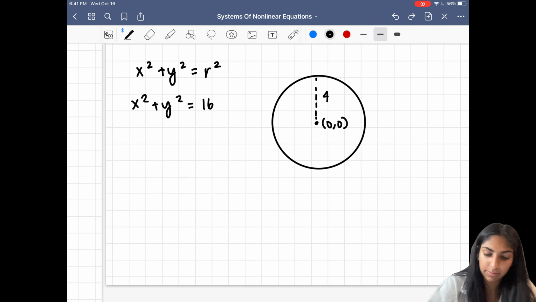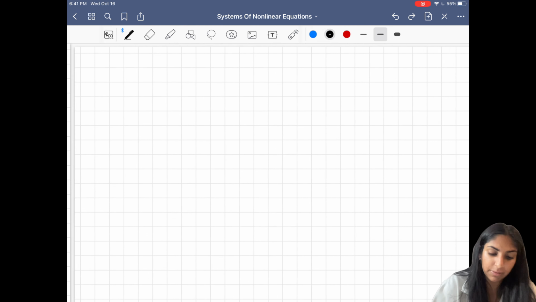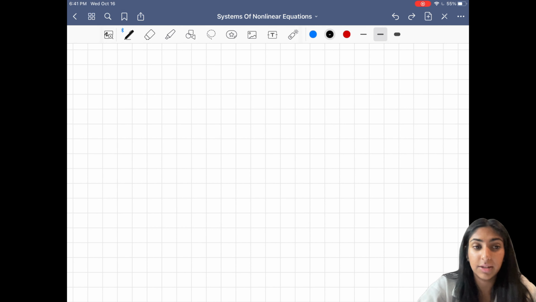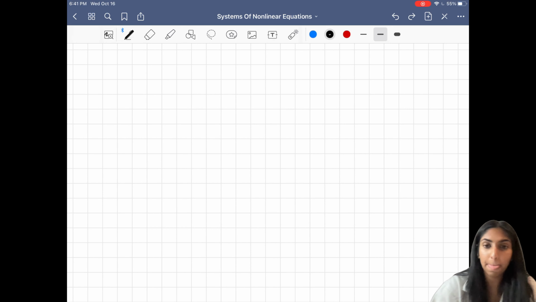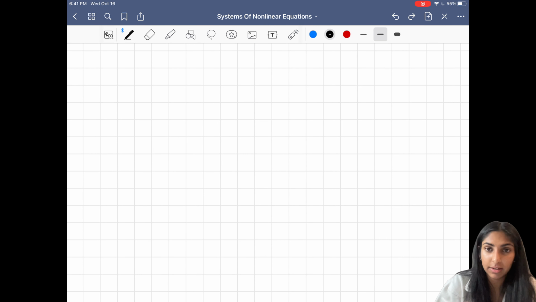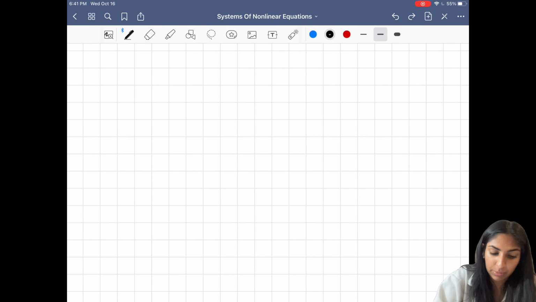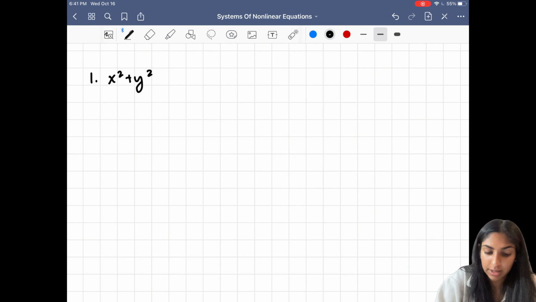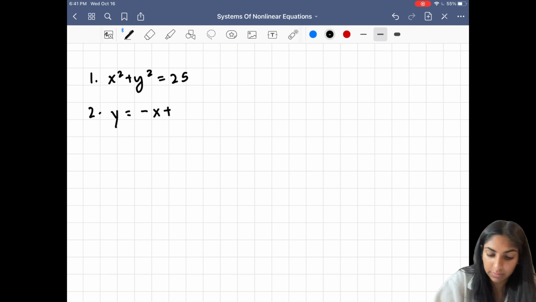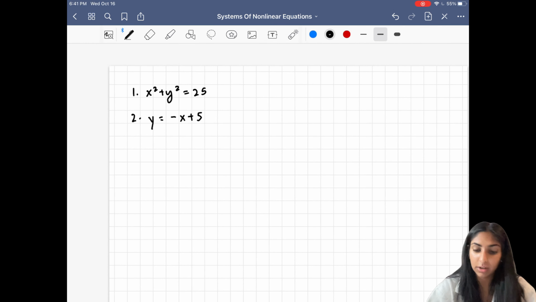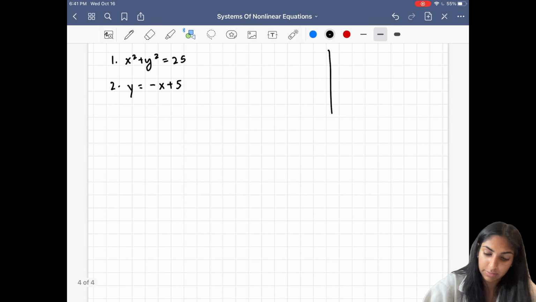So we can solve a system of equations where one equation is the equation of a circle by graphing. So let's take, for example, the first equation, x squared plus y squared equals 25, and 2y equals negative x plus 5. So let's graph this.